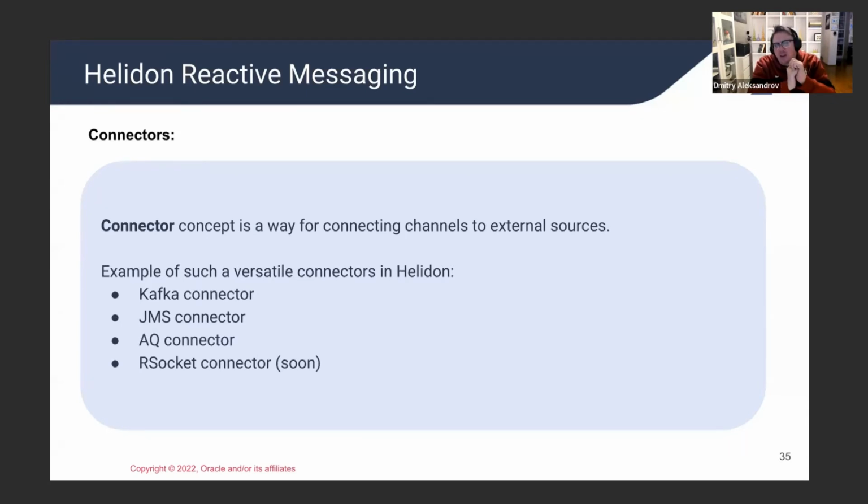Systems like Kafka, like JMS, like ActiveMQ. Quite soon we will have our socket as well. Actually, it is already available as a PR, so we just need to include it in the version. So that means that you have all the transports you need for your messaging.